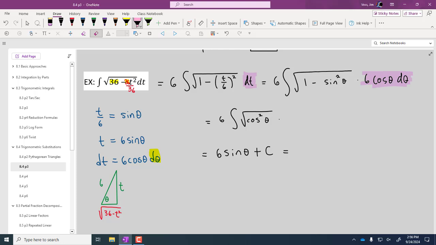Everyone tracking that? So we're converting all the t's over to thetas. The t over 6 is sine of theta. dt, after we take our derivative, is 6 cosine theta d theta. So that dt is turning into 6 cosine theta d theta. So that is going to bring us out to 36 out in front. Now we have this.